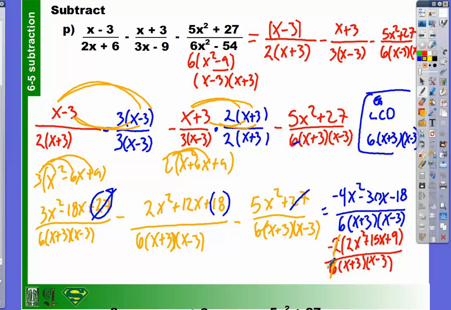So for my final answer, that's my answer box. Big drum roll, please. My final answer is going to be negative 2x squared plus 15x plus 9 all over 3, because 6 divided by 2 is 3, times x plus 3 times x minus 3. Really, nothing more than a simple, easy stroll in the park.